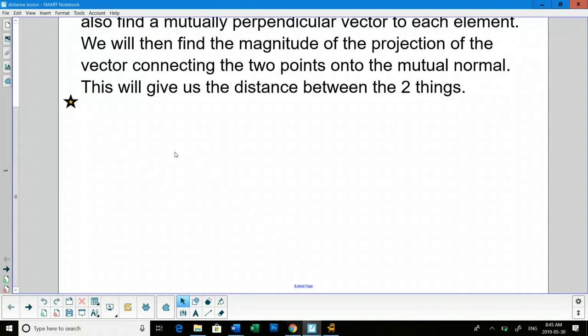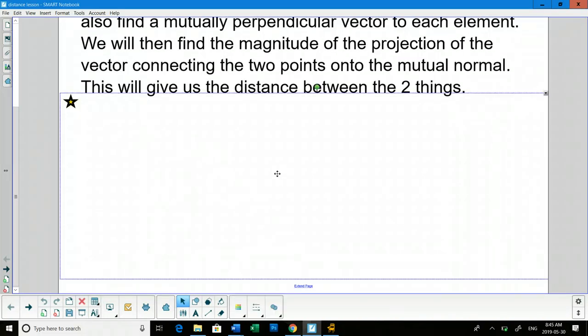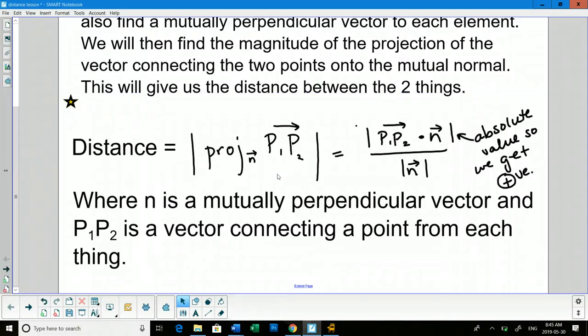So, formula. We are actually using the projection formula. The distance formula is going to be given to us by the vector that connects two points being projected onto the normal. And just to unpack the magnitude formula for you guys, this is the same as the magnitude formula that we learned before. We do the dot product of those two things, we take the absolute value of it because we want a positive for distance, and then I find the magnitude of that normal vector.